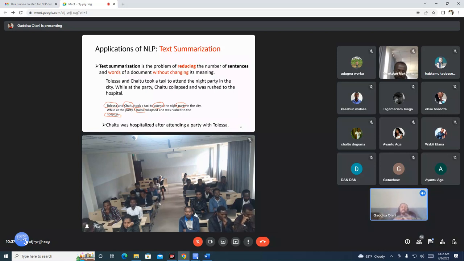Just give it the bulk data that you have and it will automatically do the summarization for you. So this is again the core application of NLP.